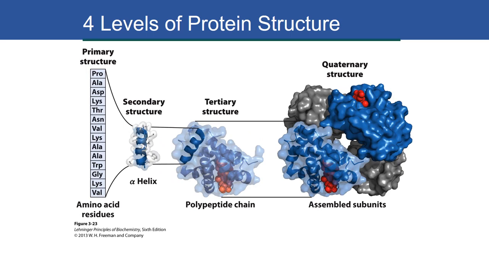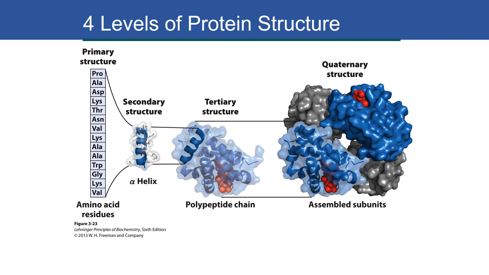So as we've noted elsewhere, there are four levels of protein structure. There's primary structure, which is basically the sequence of amino acids. There's secondary structure, which are localized structural elements. Tertiary structure, which is the overall structure of a polypeptide chain, and then there's quaternary structure, where we take and link together multiple polypeptide chains or multiple proteins to form some kind of structure.